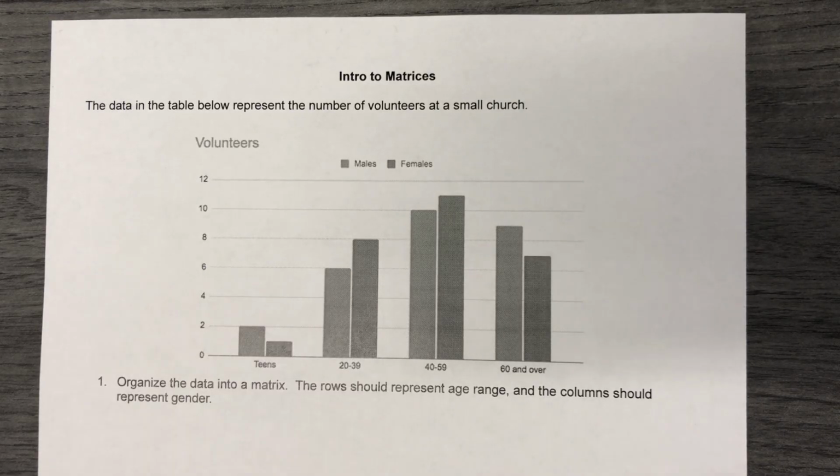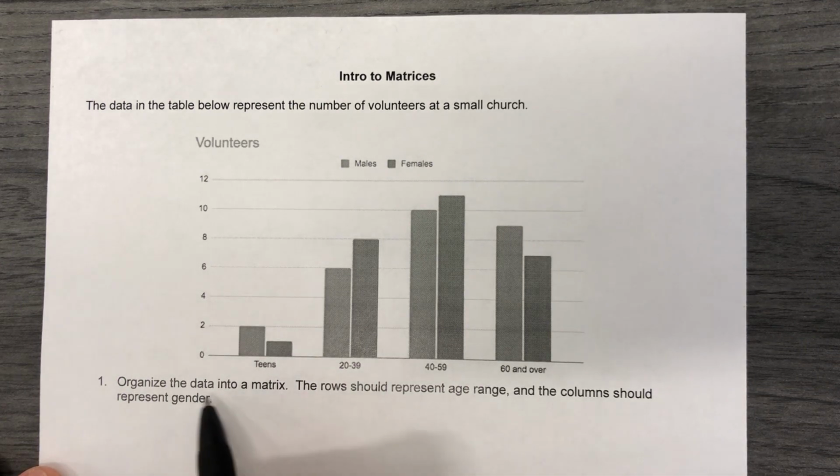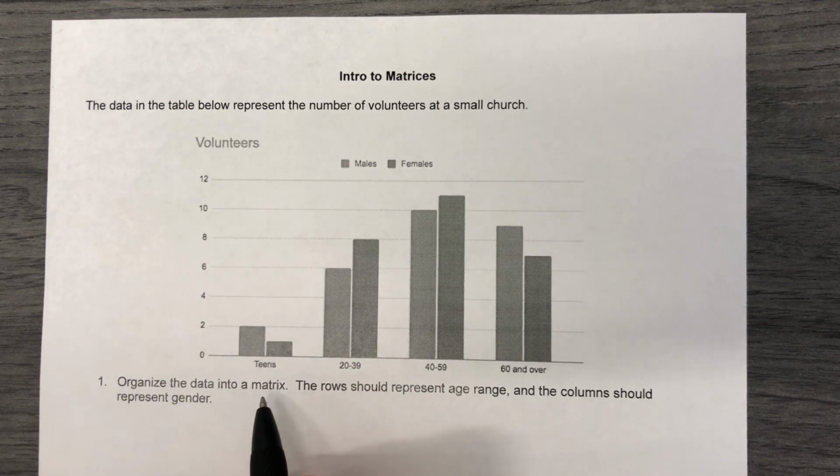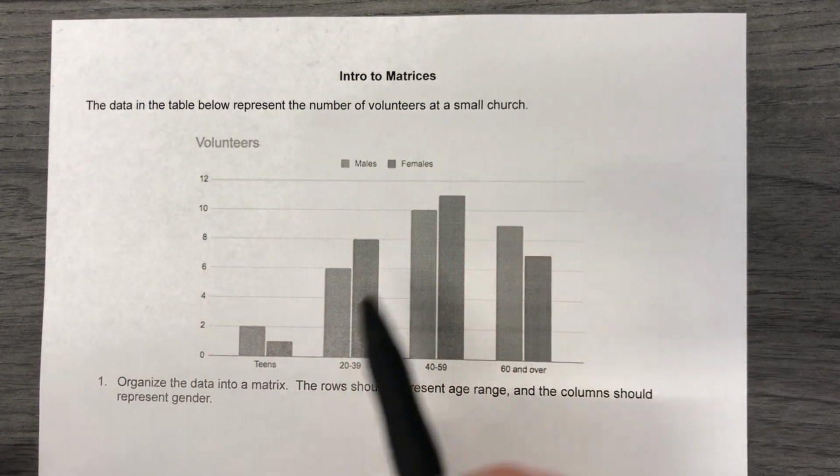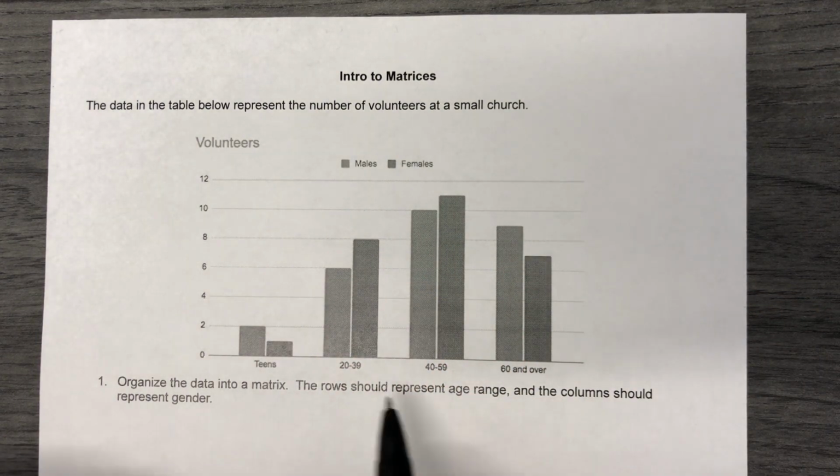Let's do a quick lesson on matrices. A matrix is a way that we organize data. You'll see what I mean. Let's jump right in. We're going to organize the data into a matrix. This matrix represents volunteers at a small church, and we have broken this up based on age range and gender.